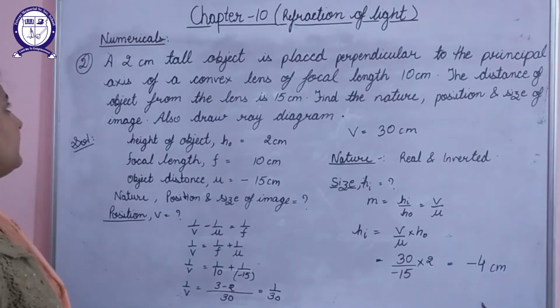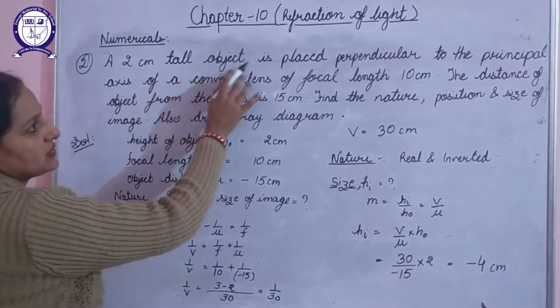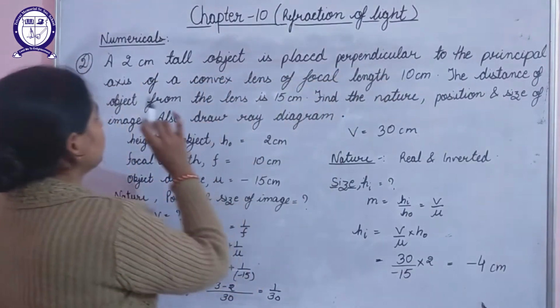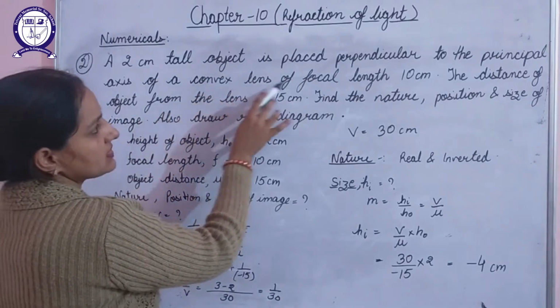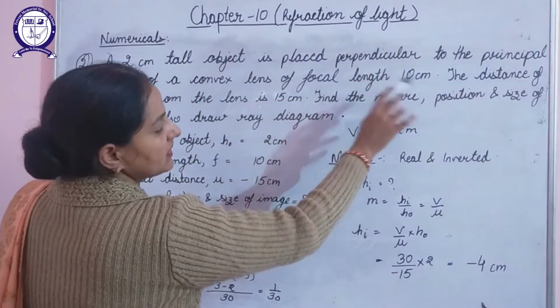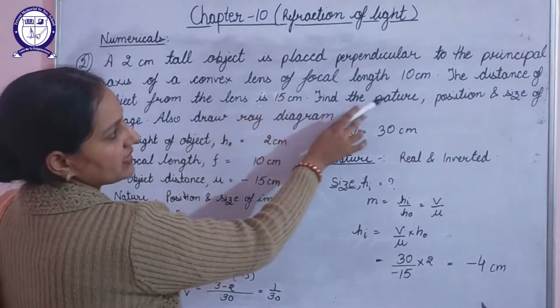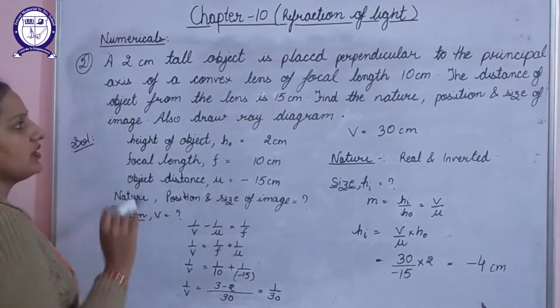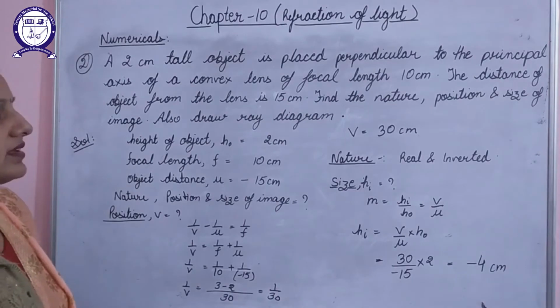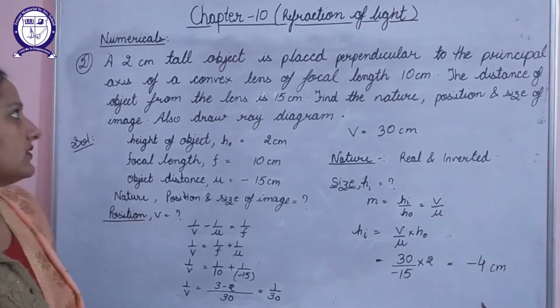Next numerical. A 2 centimeter tall object is placed perpendicular to the principal axis of a convex lens of focal length 10 centimeter. The distance of object from the lens is 15 centimeter. Find the nature, position and size of image. Also draw the ray diagram for it. So how to solve this numerical?